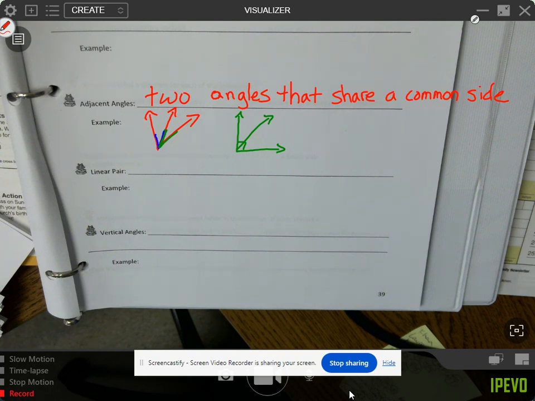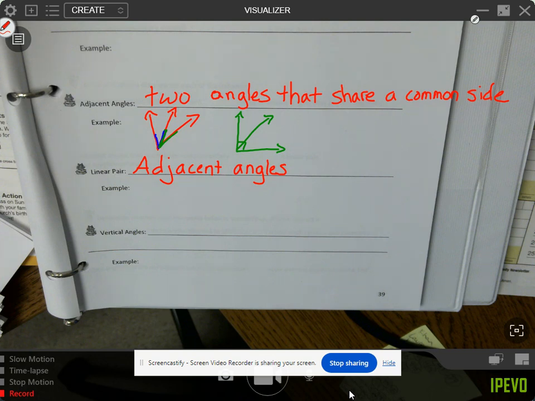Kaylin. Is it where they cross at a certain point? It is not intersecting lines. Henry. Is it angles that aren't touching each other, like they're apart from each other? Ooh, no. It's kind of the opposite. Got a guess, Jude? So linear pairs are adjacent. So they are adjacent angles.